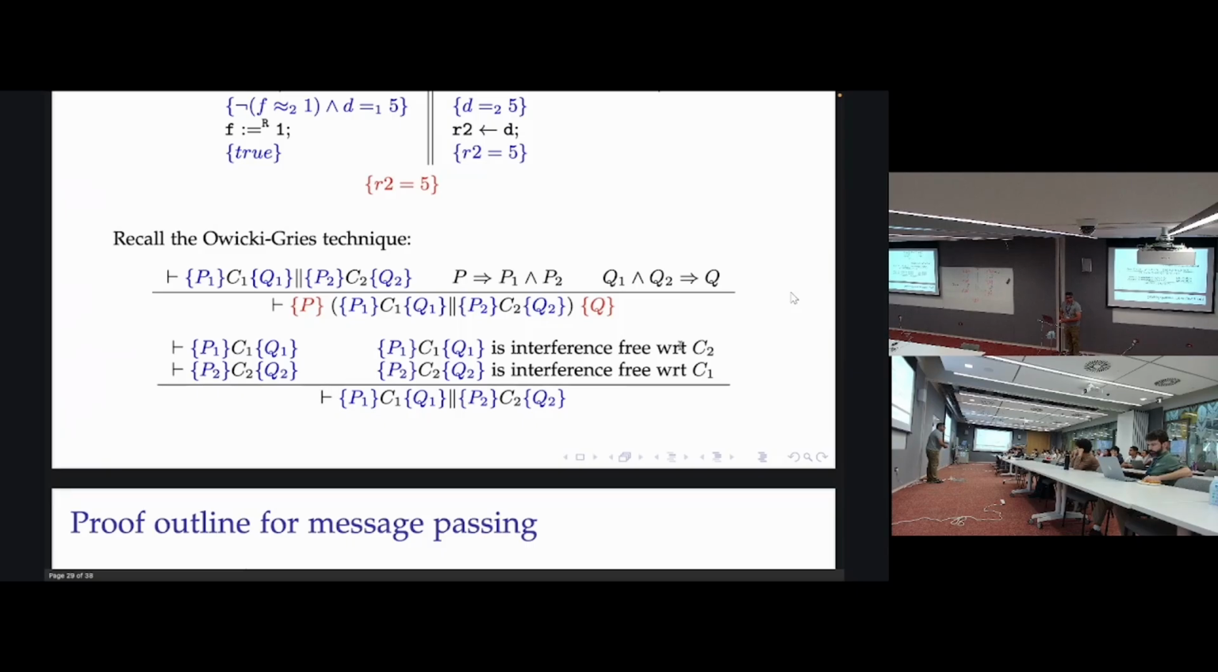I wonder if now is a good time for a little exercise. Okay, and so what does it mean to be interference free?